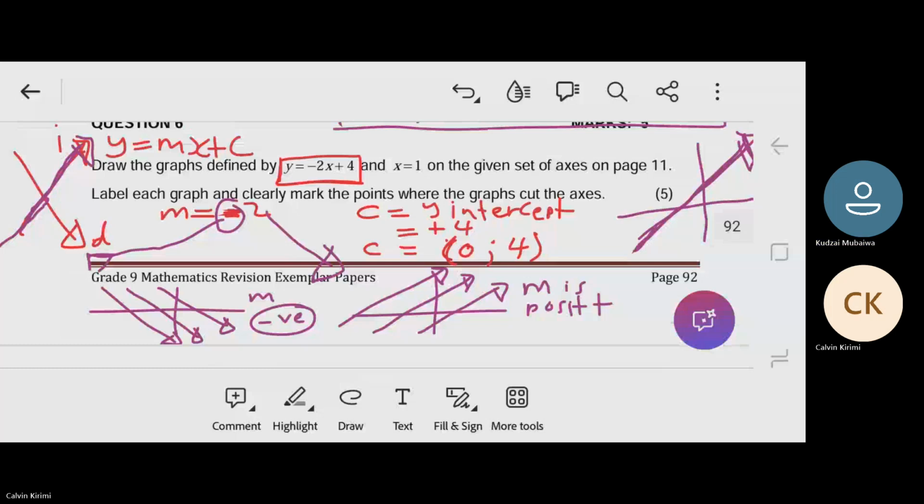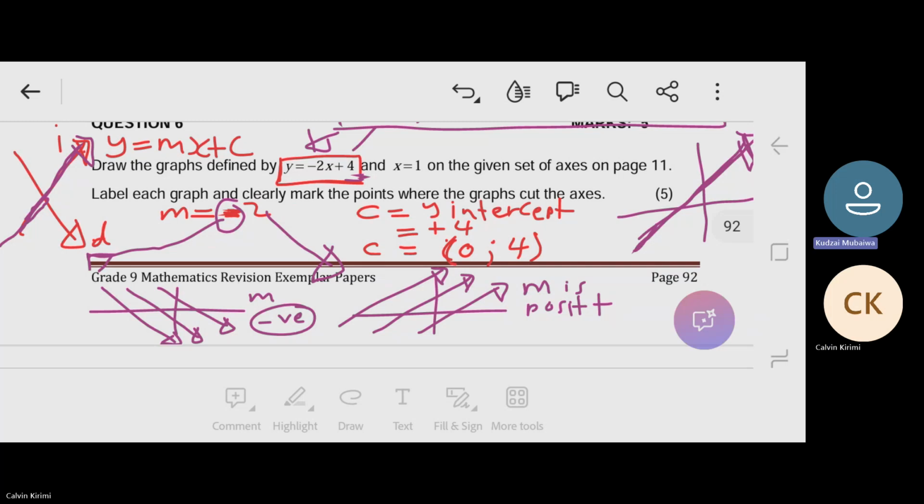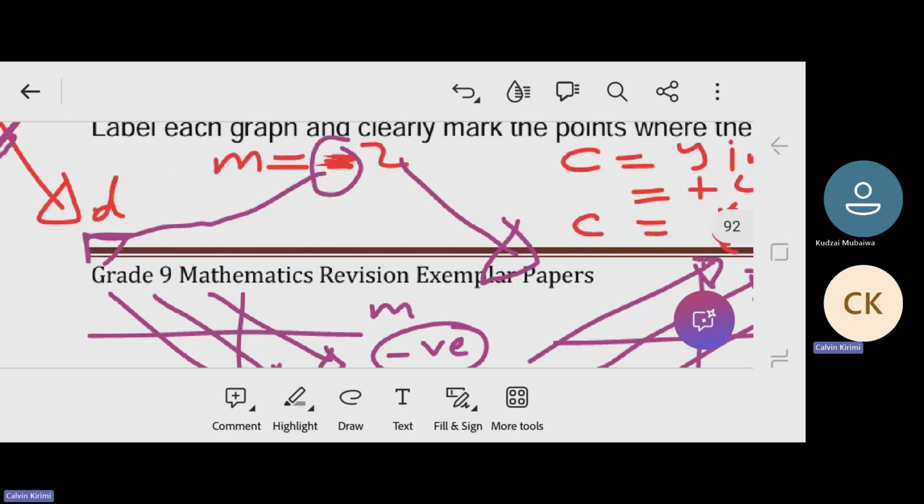So how is it negative? But you are the one who told me this is your M. Okay. So that is where it is starting from. You have your M, you have your C, which is 4. The coordinates are 0 and 4, X and Y. So already you have information on how your graph is going to look.